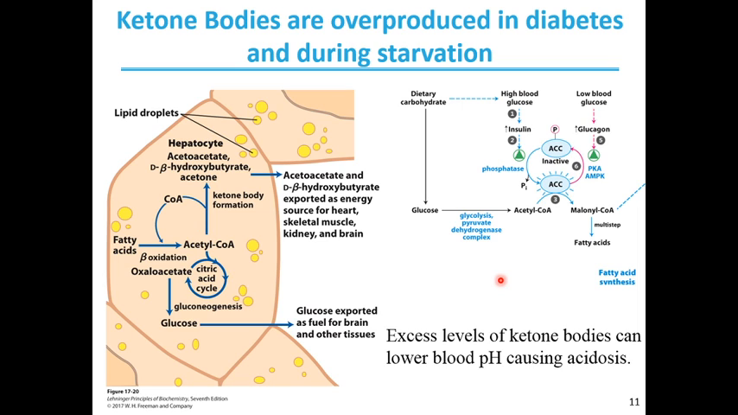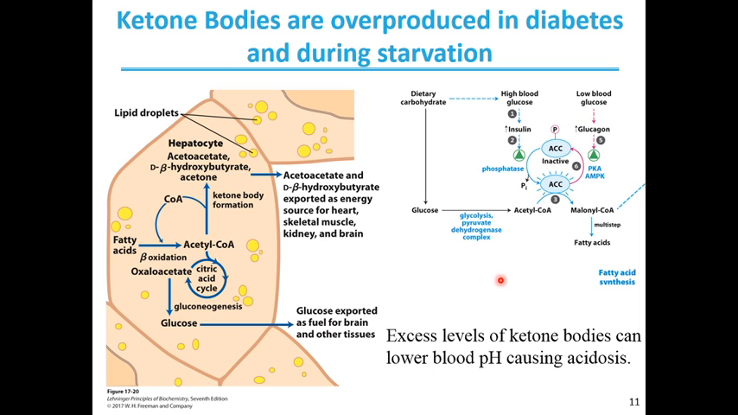Individuals on very low calorie diets using the fats stored in adipose tissues as their major energy source also tend to have increased levels of ketone bodies in their blood and urine. These levels must be monitored to avoid the dangers of ketoacidosis.